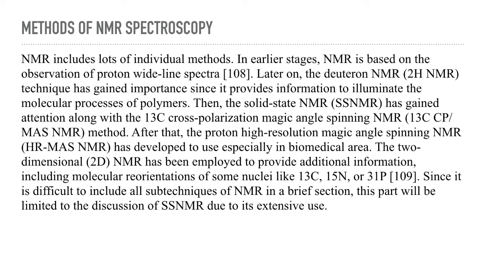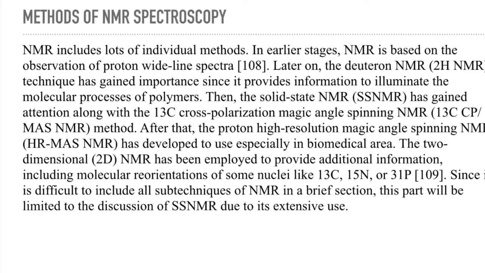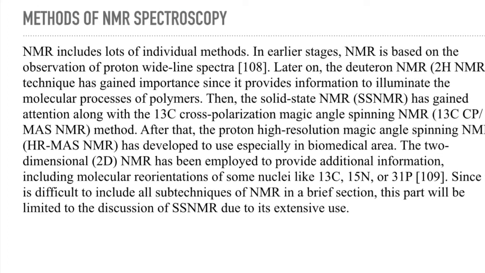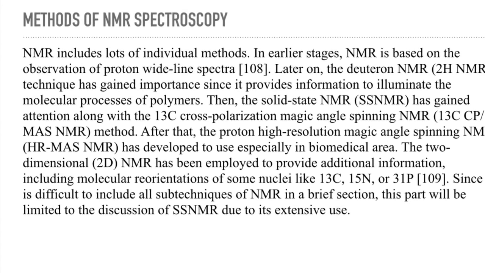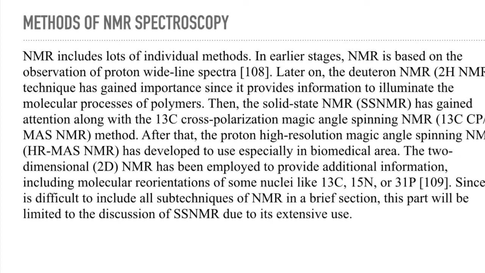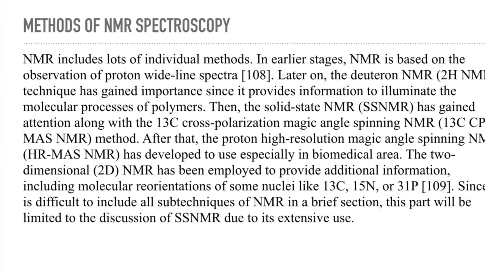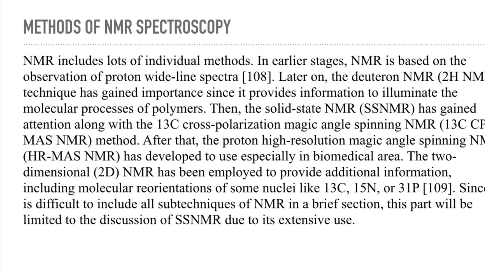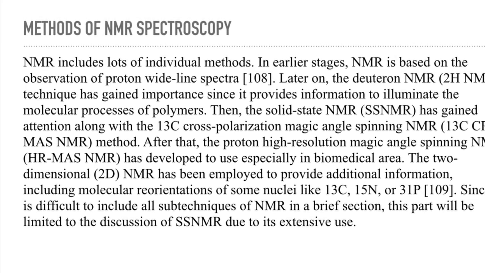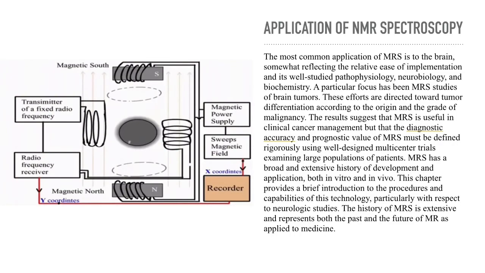Two-dimensional NMR has been employed to provide additional information, including molecular reorientations of some nuclei like 13C, 15N, and 31P. Since it is difficult to include all NMR techniques in a brief section, this part will be limited to the discussion of solid state NMR due to its extensive uses. Let us include some more applications of NMR spectroscopy.